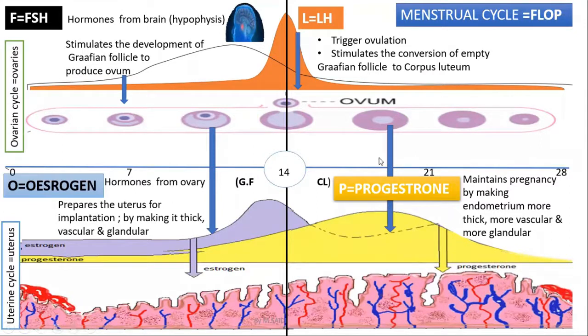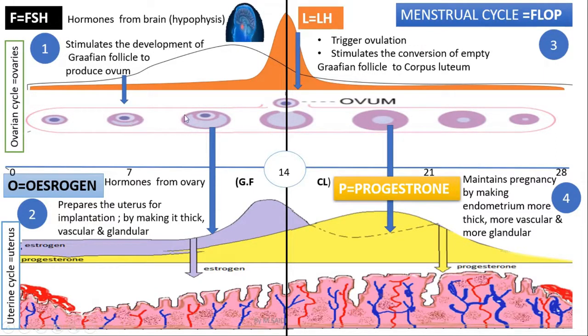So now when you're trying to explain, you start with 1, you go there 2, you go there 3, you go here 4. That's how you can explain. Let me be brief and then I repeat it in just a few seconds. Follicle-stimulating hormone is being released from the brain, that is the hypophysis. This stimulates the development of the Graafian follicle.